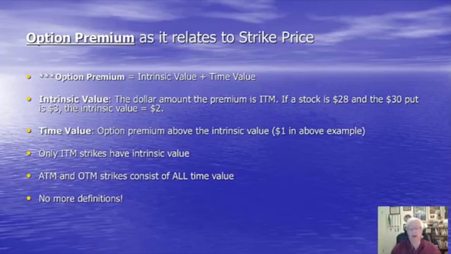If a stock is trading at $28 and we sell the in the money $30 put option for $3, of that $3, $2 is intrinsic value. That's the amount that the put option is in the money, from 28 to 30 by $2. Now, the time value component of the premium is everything above the $2 intrinsic value, in this case, $1 more to the $3 premium. So time value is the option premium above any intrinsic value. In this case, it's $1.